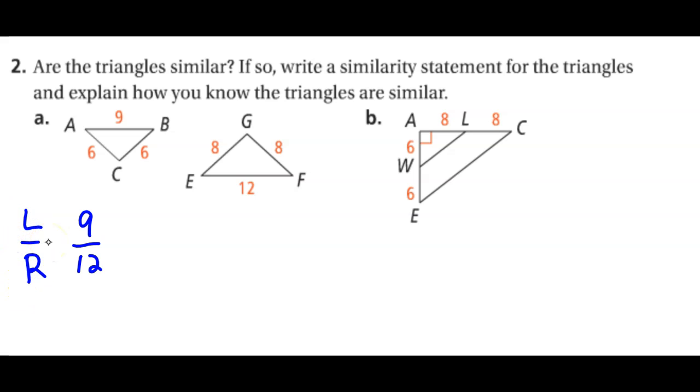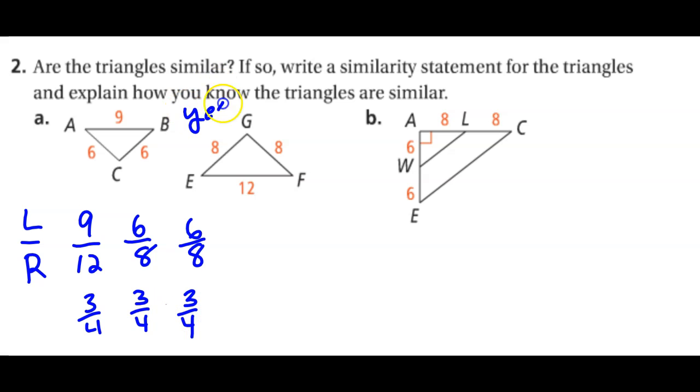You could really write it 12 over 9, but then it should be 8 over 6 next. But since I'm doing the triangle on the left over the triangle on the right, I'm going to put 6 over 8 and then 6 over 8 again. And if all these reduce to the same fraction, I know the 2 triangles are similar. So 3 goes into both of these, and you get 3/4. 2 goes into both of these, you get 3/4, 3/4. So this is a yes, they are similar by side, side, side.